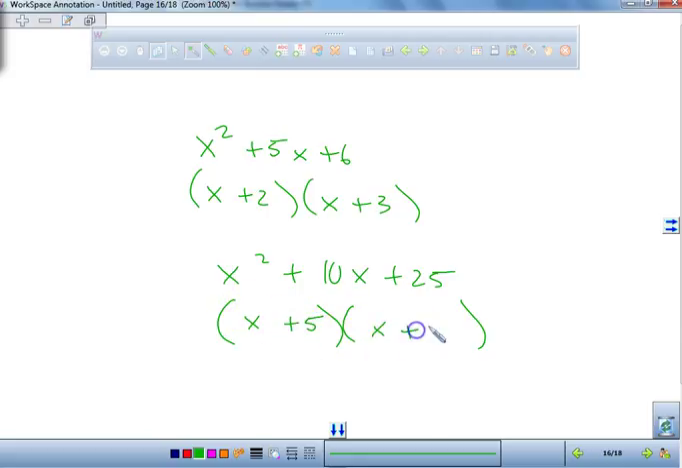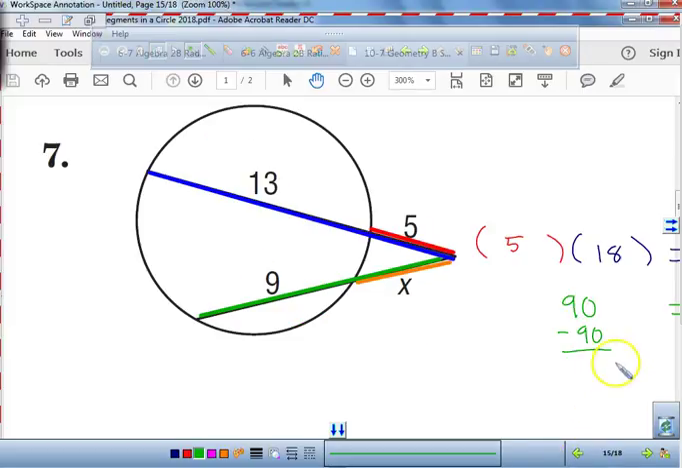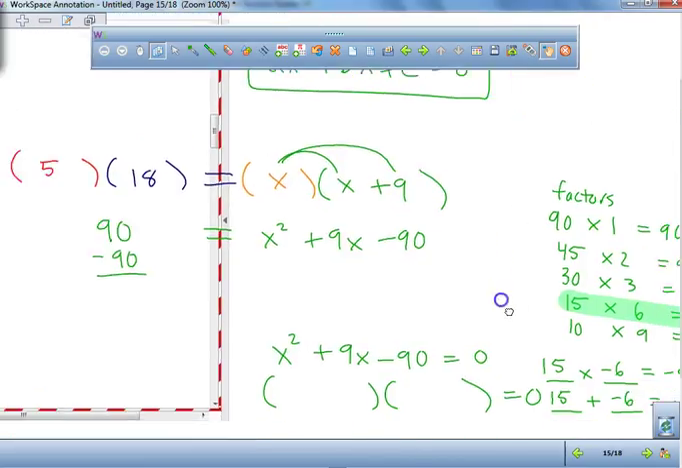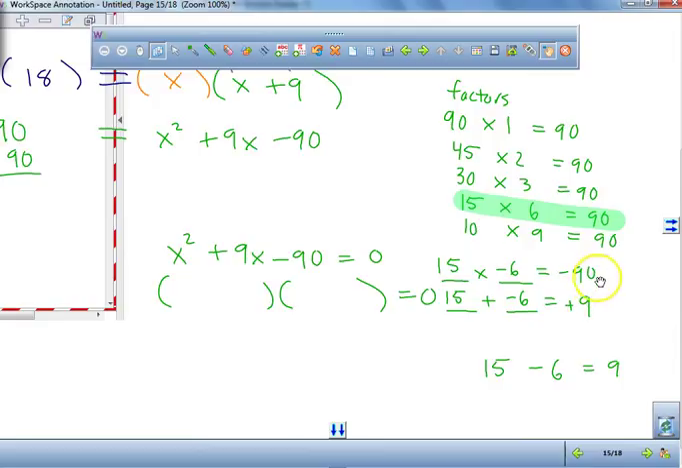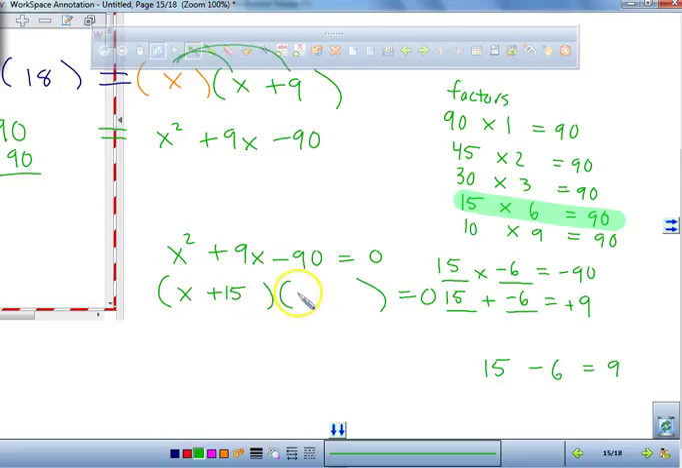We had a little bit trickier one. Ours was, hey, two numbers had to add up to a 9, but somehow multiply together to equal negative 90. So it was a little bit harder. That's why I'm doing it with you. All right? So what are our factors? Our factors are x plus 15 and x minus 6 equals 0.